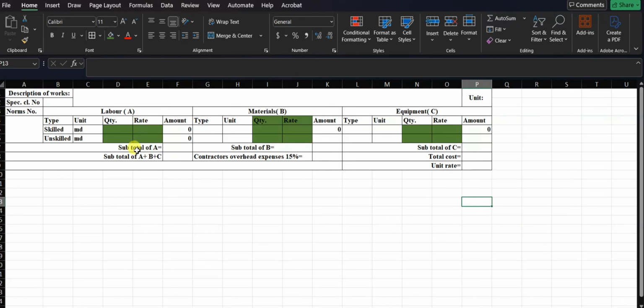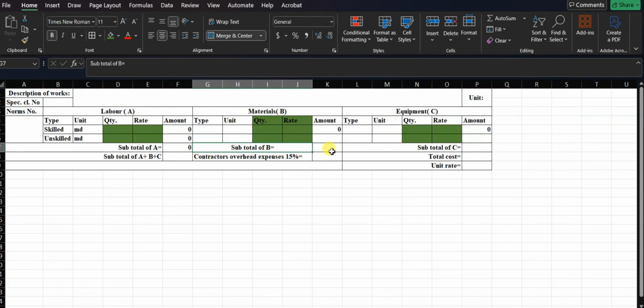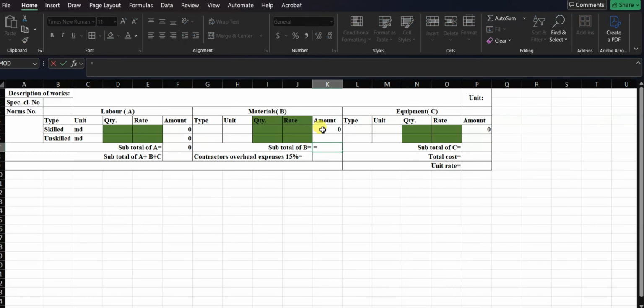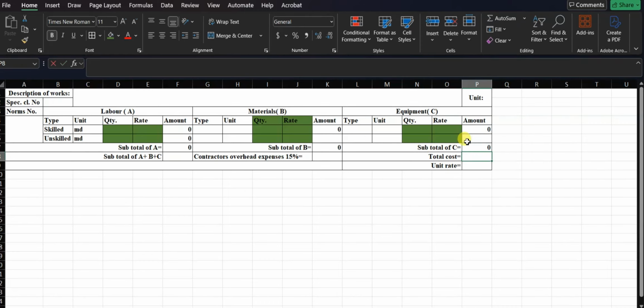Now the amount subtotal of A is what? It is nothing but the sum of amount. And the subtotal of B is nothing but the sum of the amounts in the material section. Again the subtotal of C will be nothing but the sum of all the amounts in the equipment section. So now the subtotal of ABC, A plus B plus C, that is labor plus material plus equipment, right?